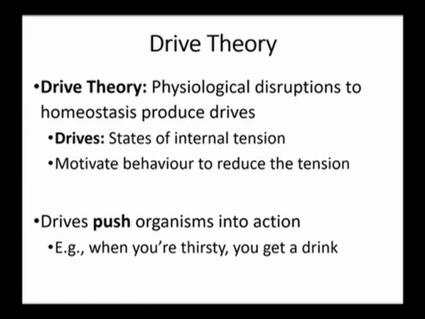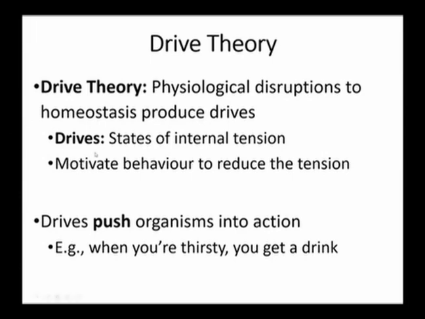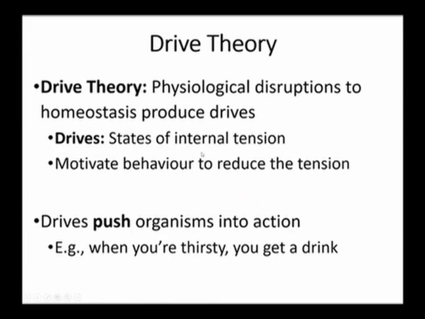So we've already kind of talked about this, where if our internal state is wrong, our temperature is too high, then we're going to have a drive to get that temperature back to normal. So internally, our body could then produce a sweating response to reduce our temperature, but we can also have motivations to behavior to try and reduce that tension as well. So maybe you're too hot and you decide to take off your outer layer. Maybe you have an extra sweater on, so you can take that off and cool down again. And so the idea is that these drives, these disruptions to our homeostasis, push an organism into action.